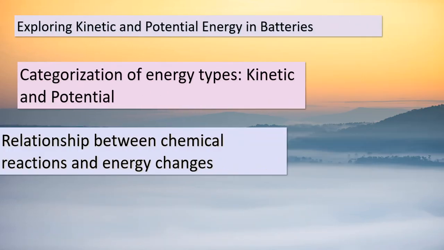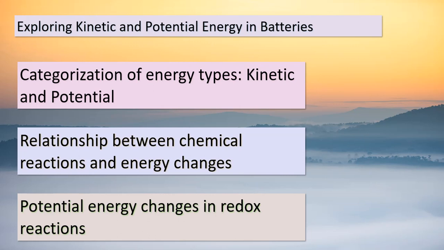Welcome, dear students, as we embark on an enlightening journey through the captivating realm of battery technology. Today, we delve into a crucial concept: the categorization of energy. You see, all forms of energy can be thoughtfully divided into two main types: kinetic and potential. Kinetic energy is the vibrant force linked to motion itself, while potential energy resides in the quietude of stored power.